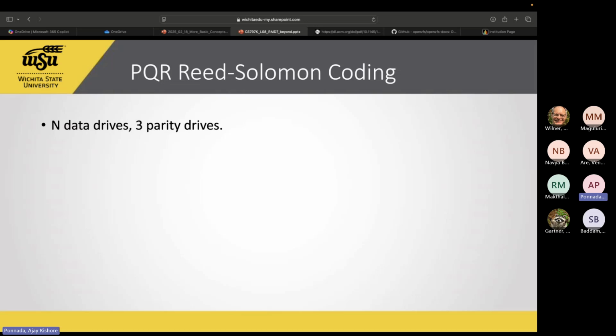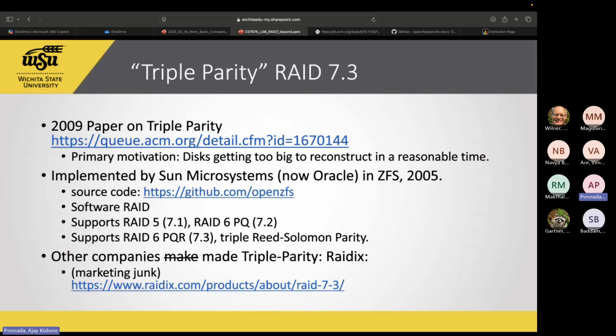PQR uses Reed-Solomon coding. So triple parity, and beyond. We can go on building as many parities as we need. We're going to discuss three parities in this lecture. It doesn't mean dedicating an entire column to a parity. You can scatter your parity bits anywhere in a stripe of the RAID.